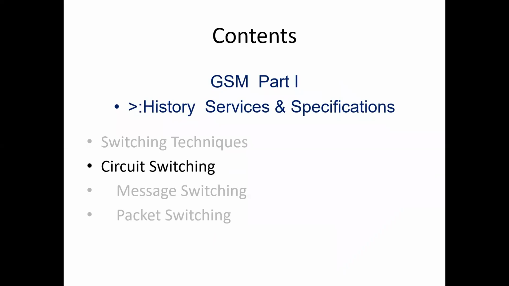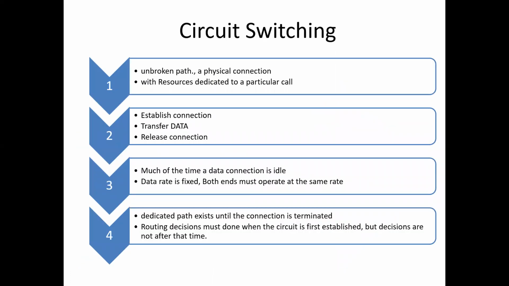For circuit switching, the first thing is that it is a three-step switching process in which we establish the connection, we transmit the data, and we release the connection. So it is a three-step process in which a dedicated path is there with all resources given to the completion of a particular call, and it is an unbroken path. So here we require the connection that is unbroken. So this is circuit switching.